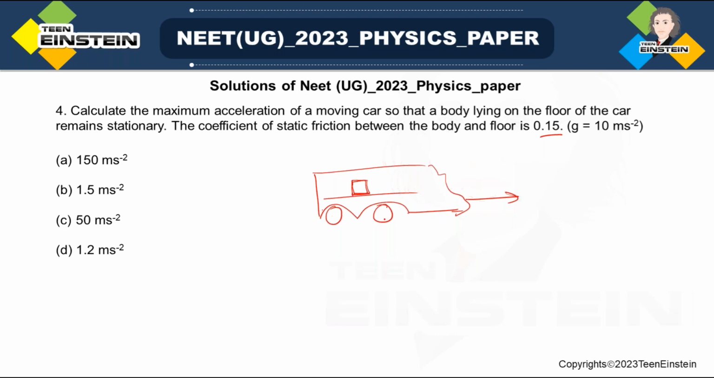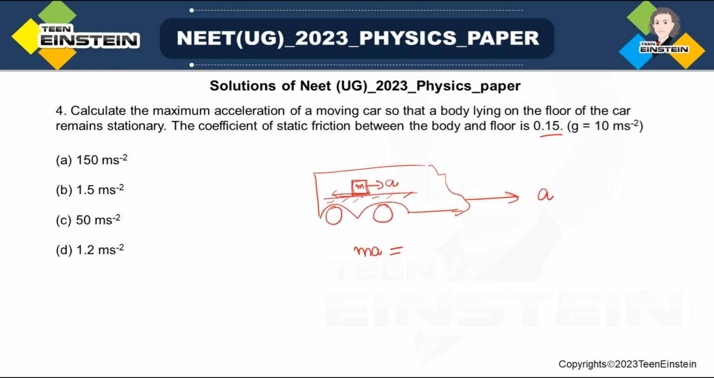So how does it happen? When any object is on the floor of a moving car or moving train or any vehicle, if the car has acceleration A, this object also will have acceleration A. But then if the mass of this block is small m, the force on it in the forward direction will be m into A. And since there is friction between the floor of the car and this object, the object will be stationary until the frictional force in the opposite direction is exactly equal to the force over here.